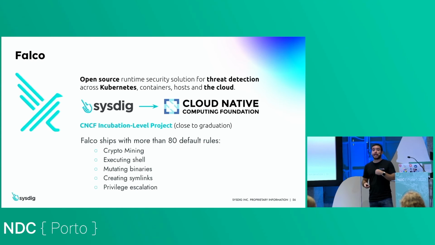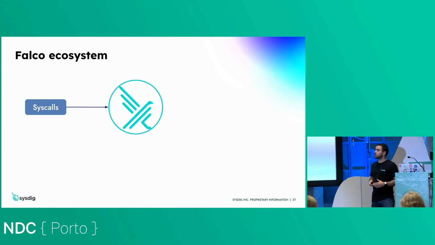It comes with more than 80 default rules. I just said that having the camera is not enough. You need to have a good filter, and that's what it comes with. So rules for crypto mining, executing a shell, mutating binaries, creating symbolic links, and so on.